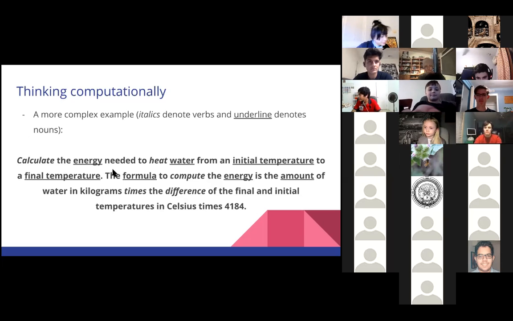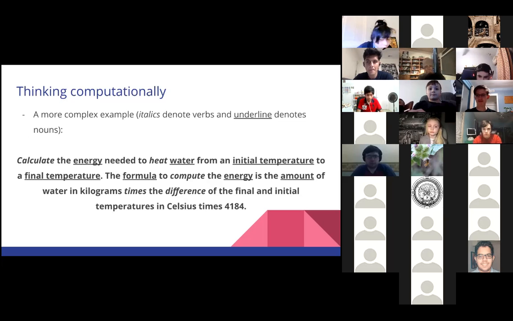So next, a more complex example, something you might see in a physics or chemistry course on thermodynamics. Because it's longer and it's hard to draw the arrows, italics denote verbs and underline denotes nouns. So calculate the energy needed to heat water from an initial temperature to a final temperature.